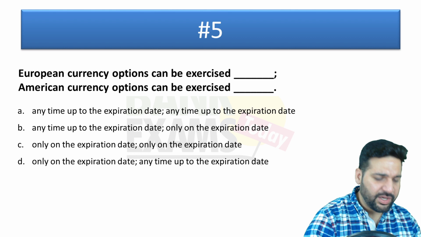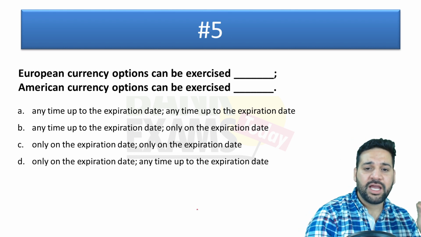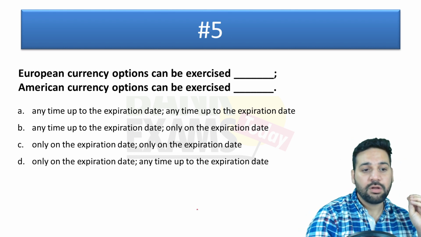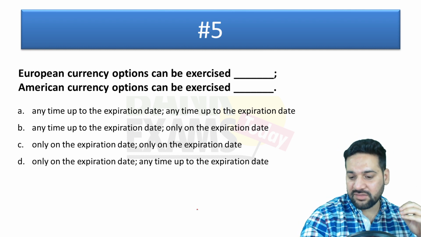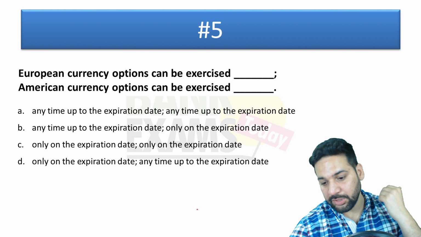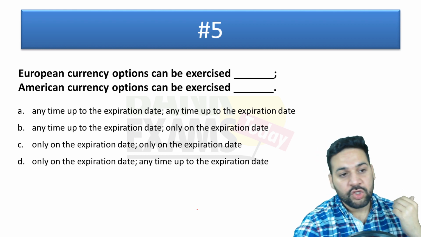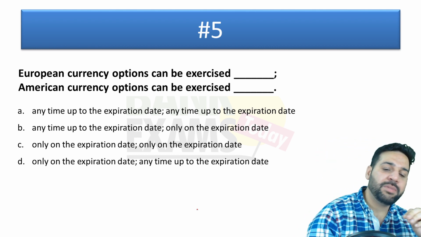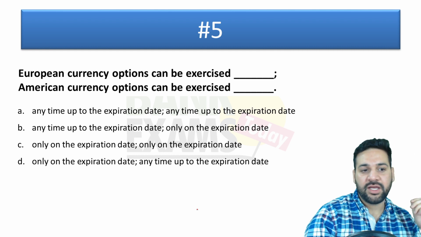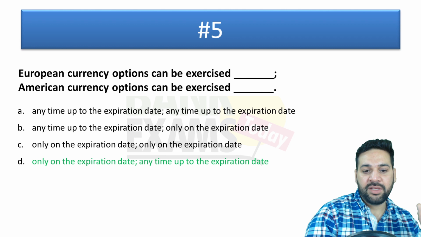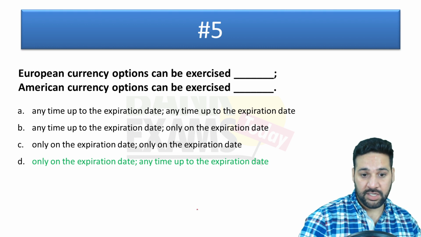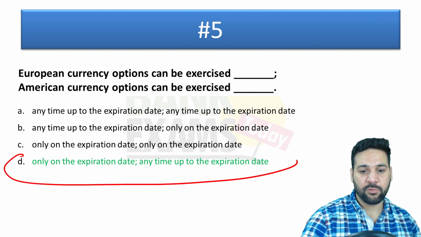Question number 5: European currency option can be exercised dash. American currency option can be exercised dash. If you have the correct answer, let me know. A European currency option can be exercised only at the expiry, but the American option can be exercised any time up to the expiry date.